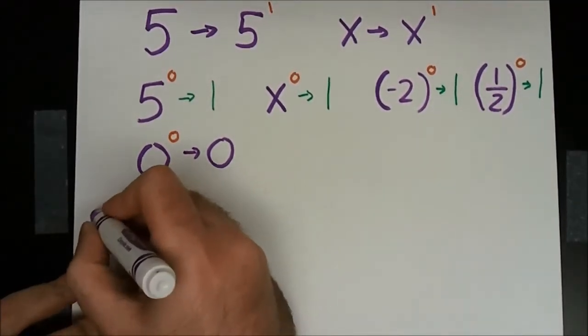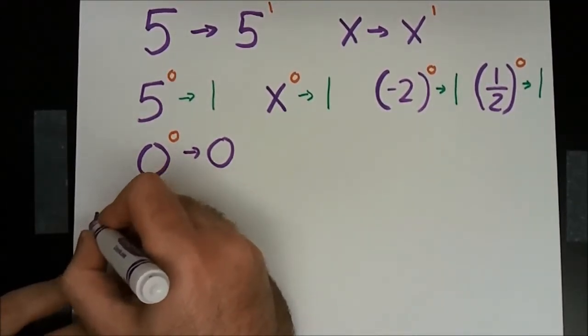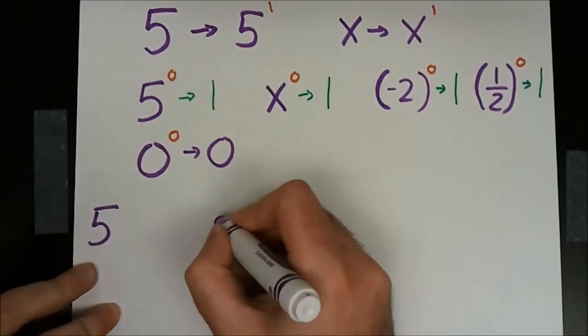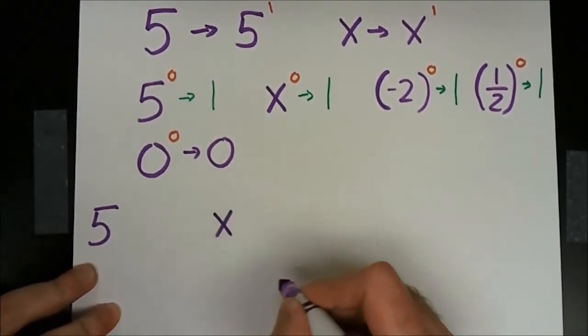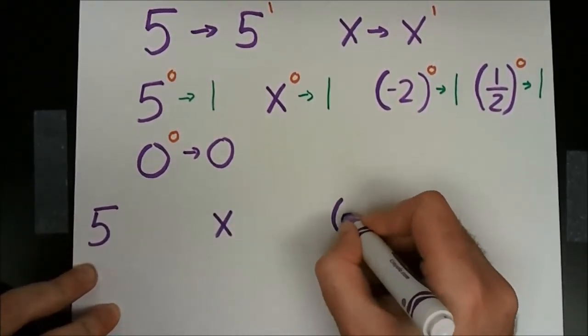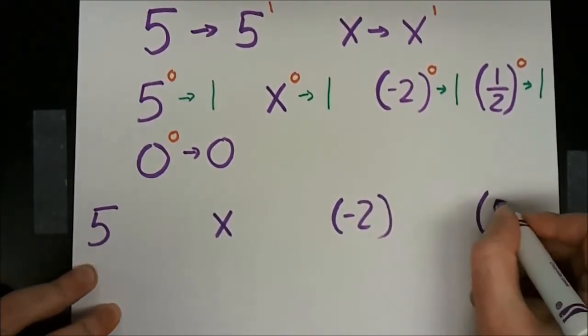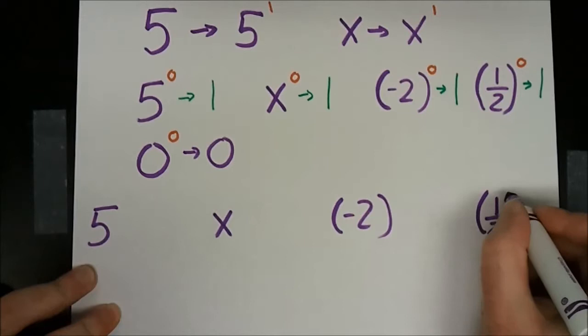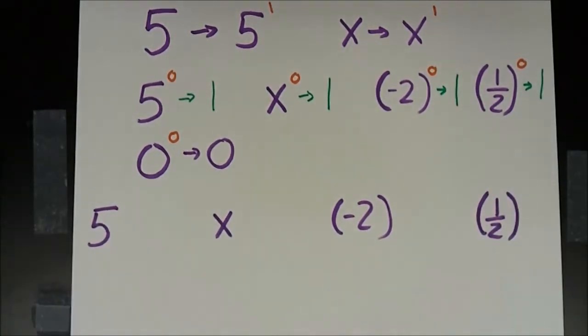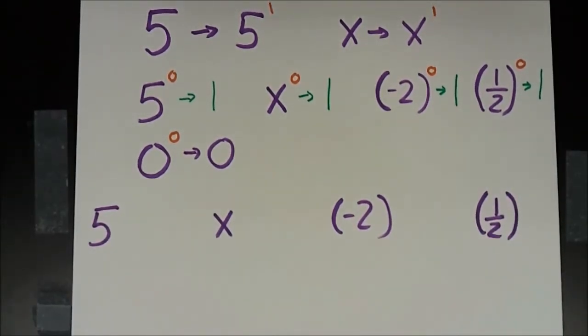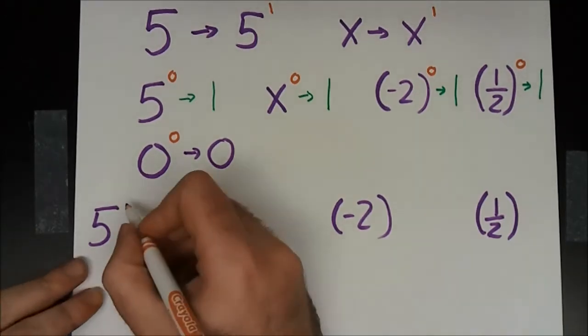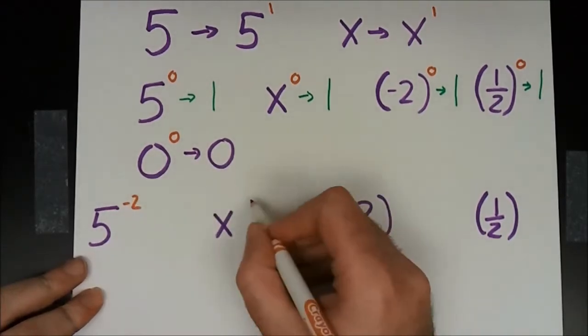Let's say I have, let's take our 5, let's take our x, let's take our negative 2, and let's take our 1/2. And let's give them all a very, very simple negative exponent. Let's say negative 2.